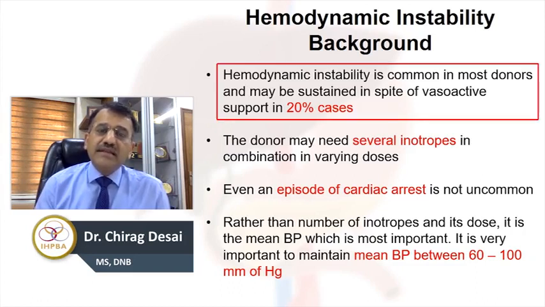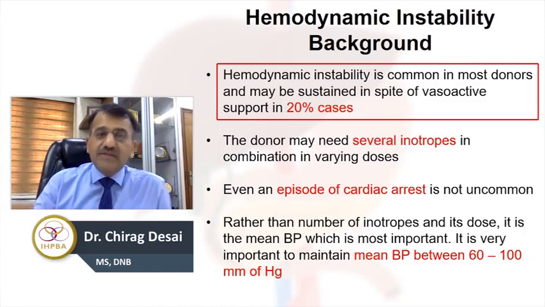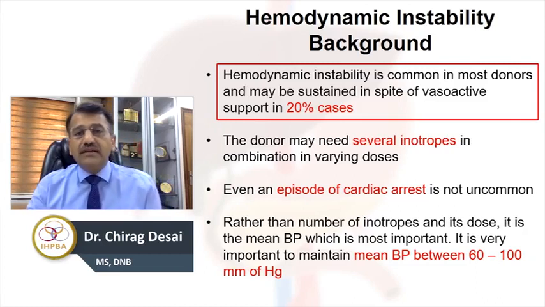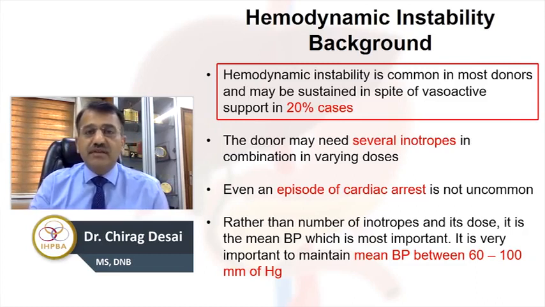So hemodynamic instability is common in any brain dead person, and most of these patients need vasoactive supports in varying doses to maintain the mean arterial blood pressure. But just the presence of this vasoactive substance is not important. The dose and the number of inotropes is not important. It is how well the mean arterial blood pressure is maintained that is important.